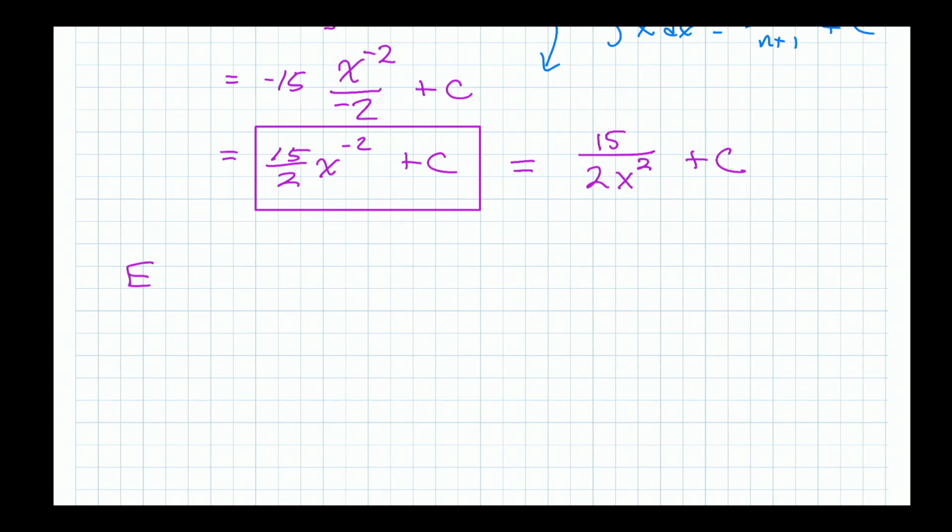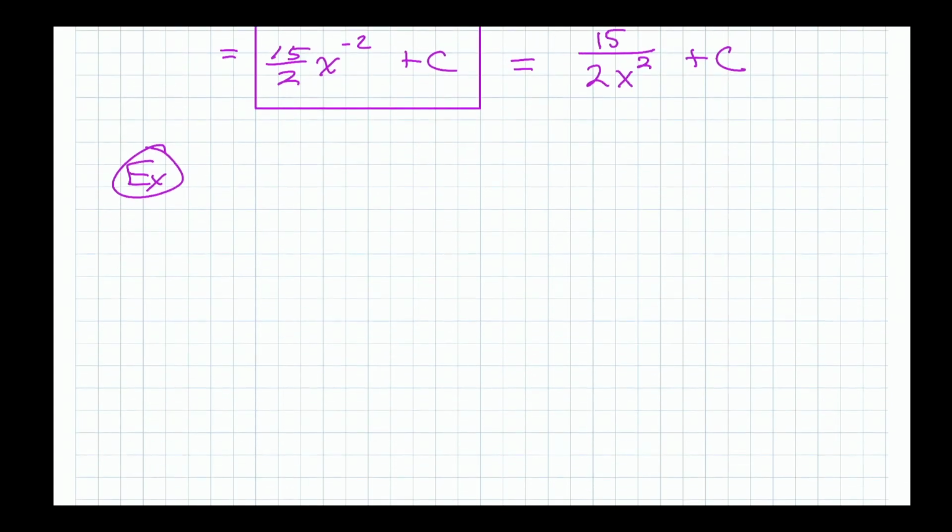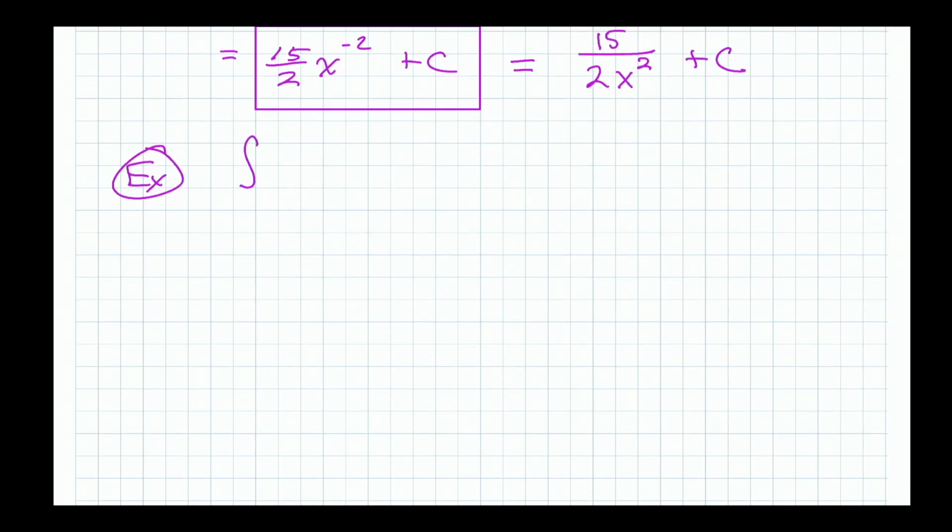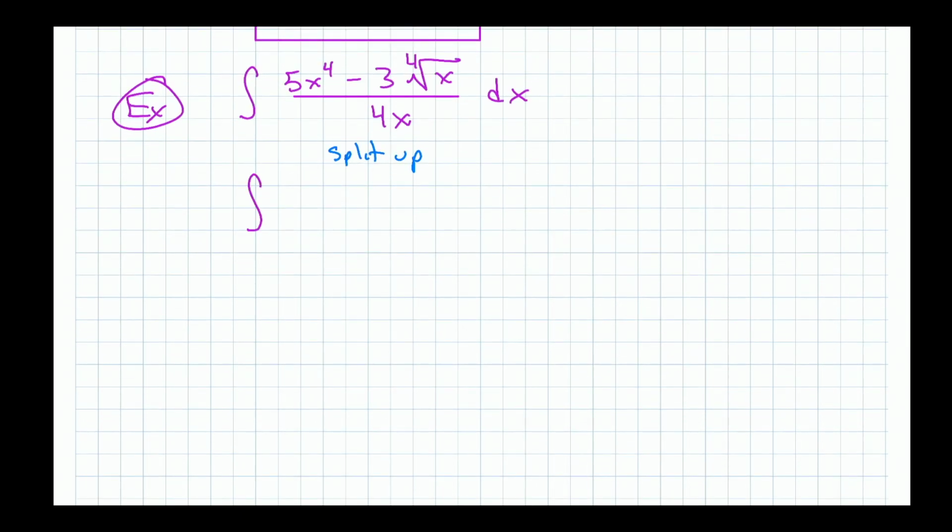All right, let's do one more of those, what are they called? Rational functions with exponents and things. 5x to the 4 minus 3, 4th root of x, over 4x. Hey, the numbers don't match this time. Right, so we should be experts at this now, because we've done one, right? That's all it takes. So you split it up. So 5x to the 4th over 4x minus 3 4th root of x over 4x.